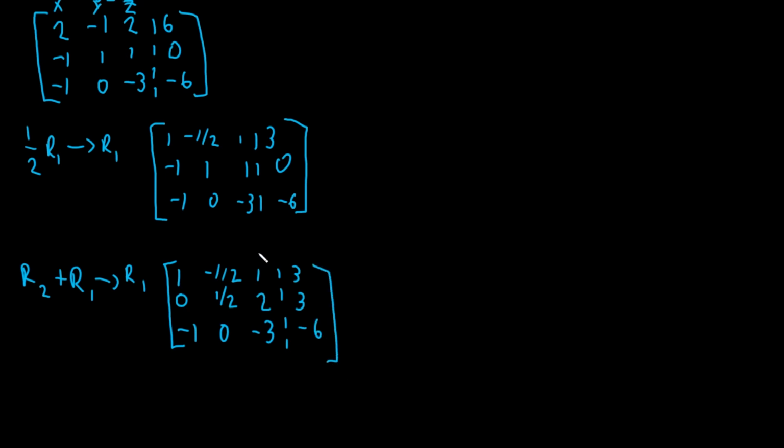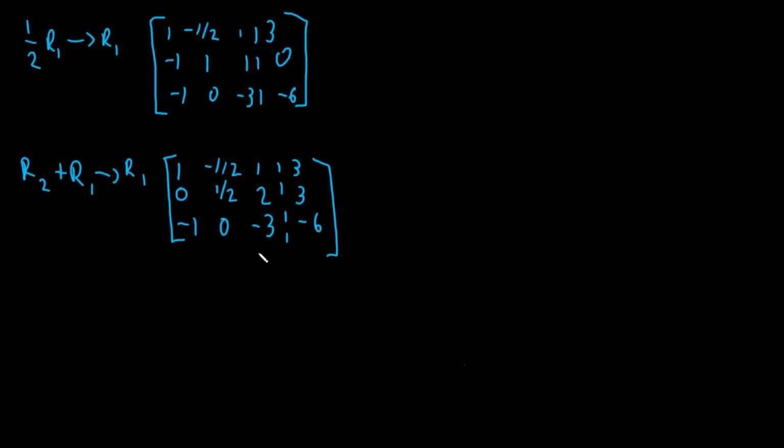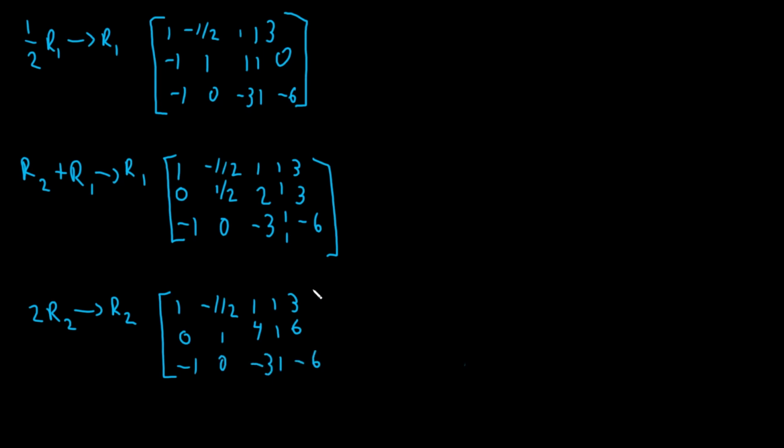Okay, let's move on to creating the second leading one. To do that, we can multiply the entire second row of our matrix by 2. So 2 times row 2, and we want to replace row 2. Doing that would give us 1, -1/2, 1 and 3, since the first row stays the same, 0, because 2 times 0 is 0, 2 over 2 is 1, 2 times 2 is 4, and 2 times 3 is 6. I'm just multiplying this row by 2. The last row, once again, stays the same because we're only affecting the second row of our matrix.